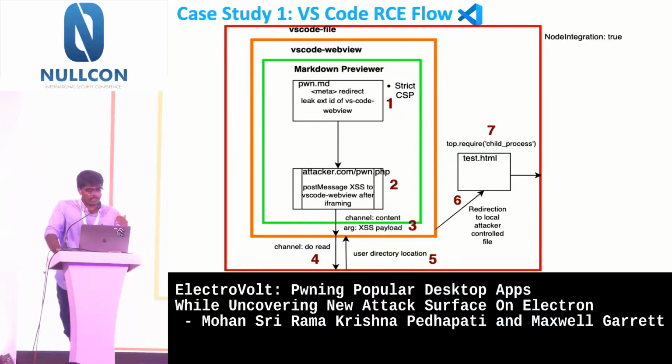So using that postMessage, in the third step, we were able to get access to the yellow color window. From there, we exploited one more postMessage issue on the VS Code red color window to read the current user's directory location. So now we have the leak of the current user directory location, right? Using that user directory location, we can just navigate the yellow window to the red color window using the vscode-file protocol handler, and there we can execute the node modules. So let's see the demo of this bug.